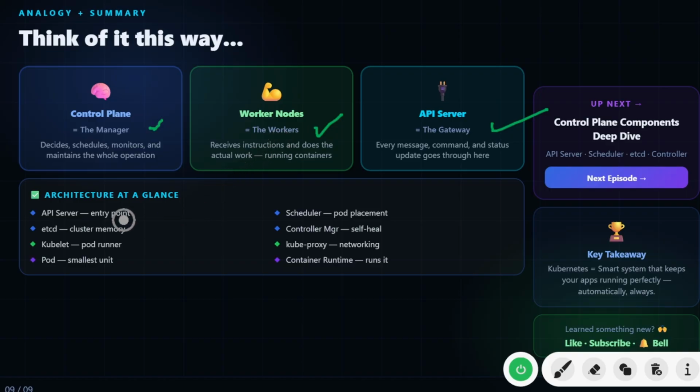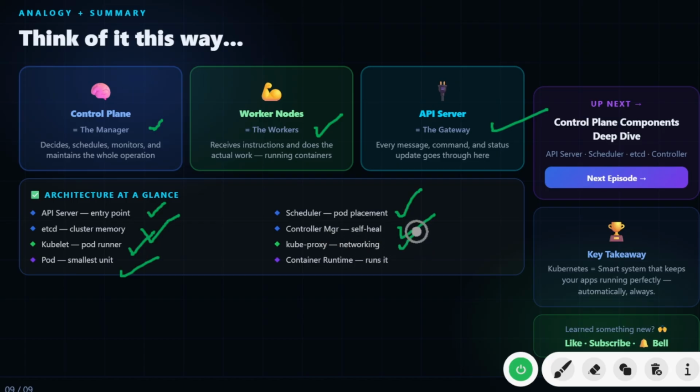Okay, and here is a quick one-term summary of all the technical terms I have discussed in this video. The API server is the entry point. etcd is the cluster memory or database. Kubelet is the pod runtime. Pod is the smallest unit within Kubernetes. The scheduler handles pod placement, checking the resources and managing the placement of pods. And the controller manager continuously monitors health checks, and the self-healing capability is used by the controller manager only.